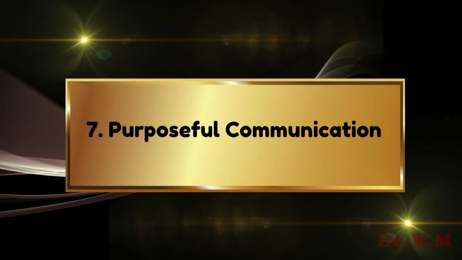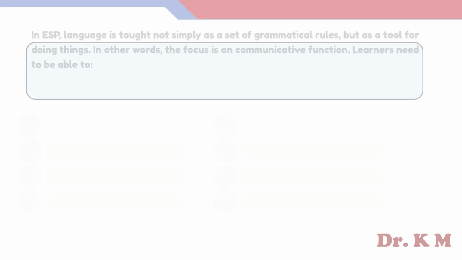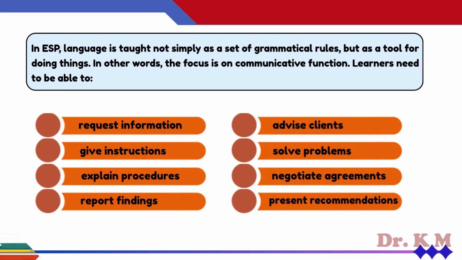7. Purposeful communication. In ESP, language is taught not simply as a set of grammatical rules, but as a tool for doing things. In other words, the focus is on communicative function. Learners need to be able to request information, give instructions, explain procedures, report findings, advise clients, solve problems, negotiate agreements, or present recommendations.